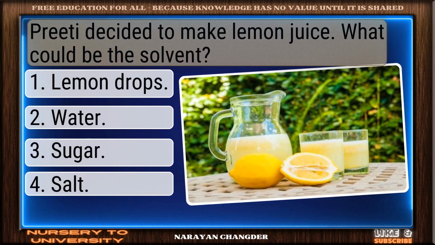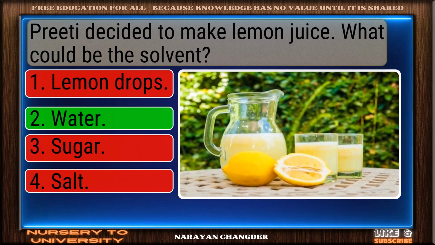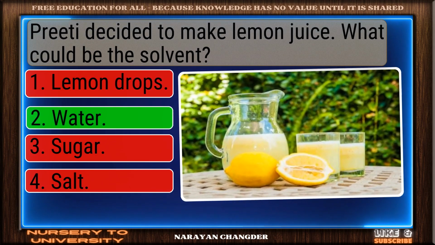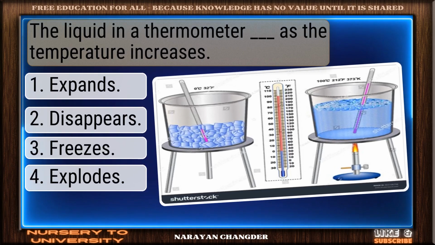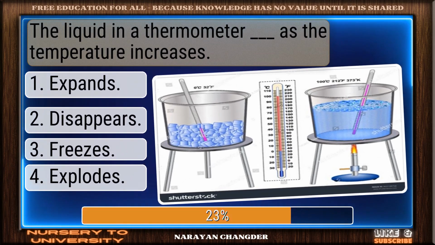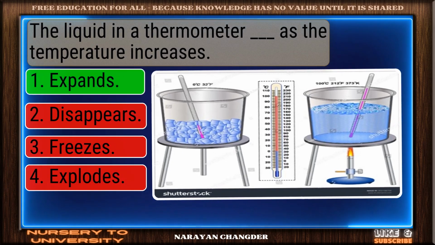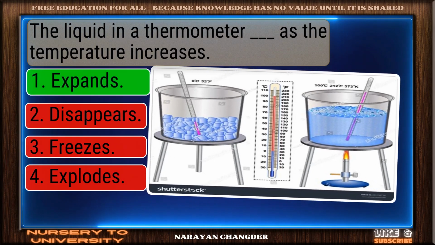Preeti decided to make lemon juice. What could be the solvent? Valid point. Water is true. The liquid in a thermometer dash as the temperature increases. Smart pick. Expands is the correct choice.